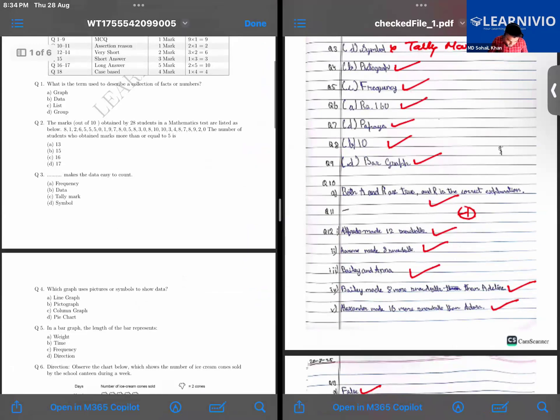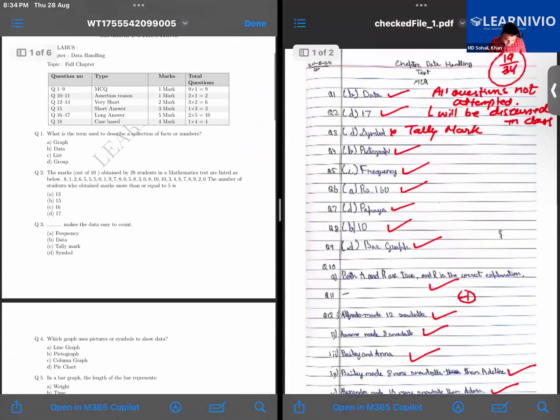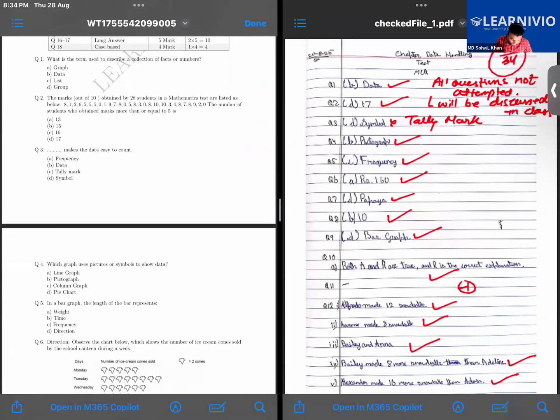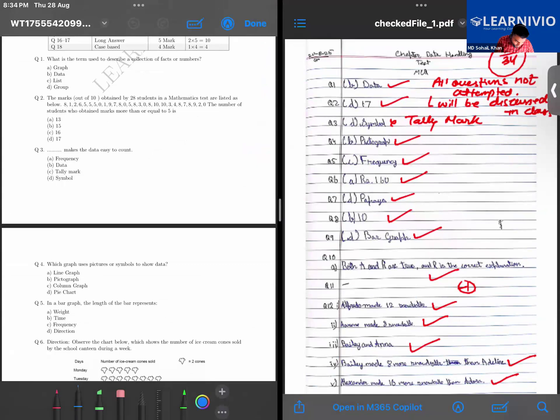So look at question number 3. Question number 3 says, dash makes the data easy to count. Most of you have answered tally mark, and that is correct. If you are given some form of data and you represent it with the help of tally marks like this, that represents 5, that represents 4, and so on. So the right answer for the third question will be tally mark and not symbol.